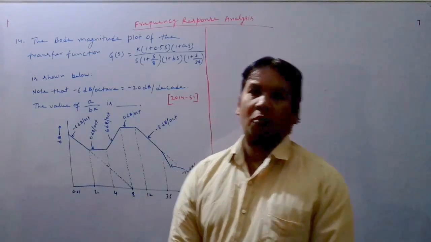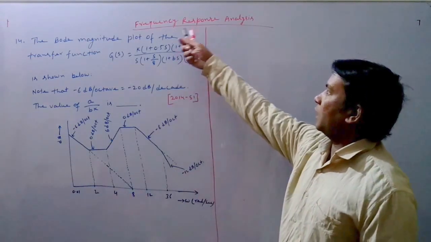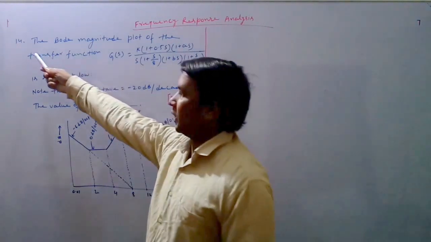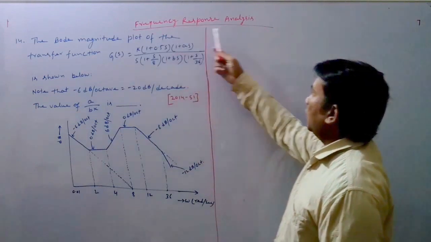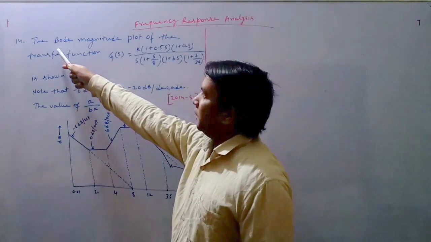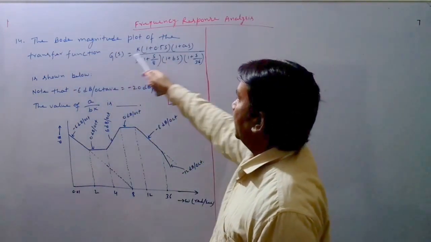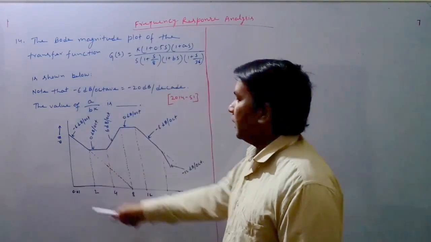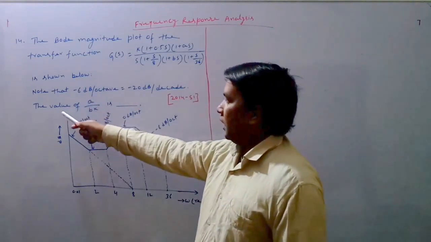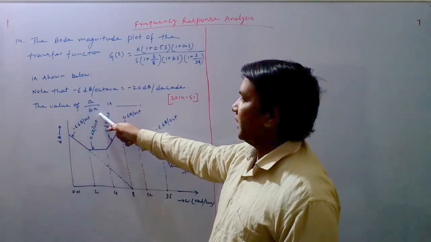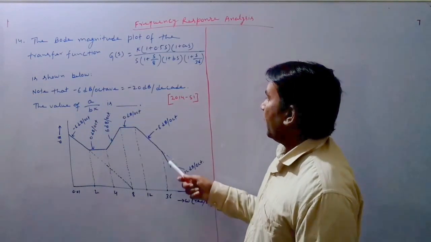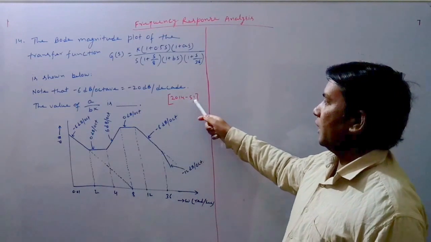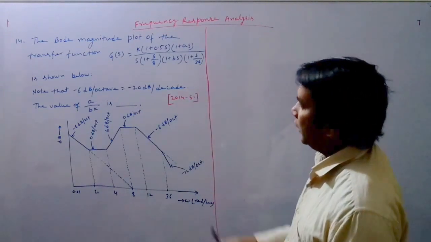We are with the fourth problem solving class on frequency response analysis. The first question, that is the 14th question of this frequency response analysis, is the Bode plot of the transfer function. The transfer function is shown below. This is the Bode plot. The value of a by b is... and this question has been asked in GATE 2014 S1. So let us try to solve it.